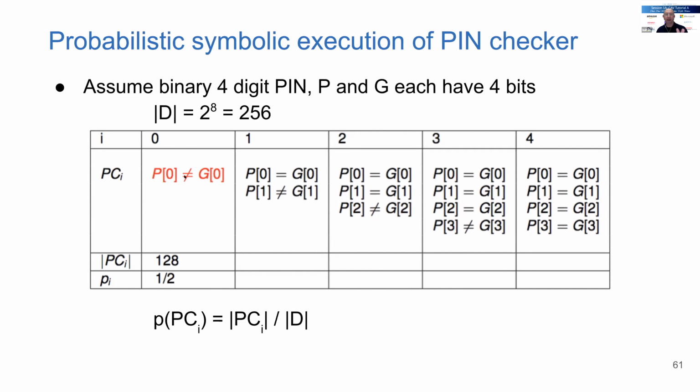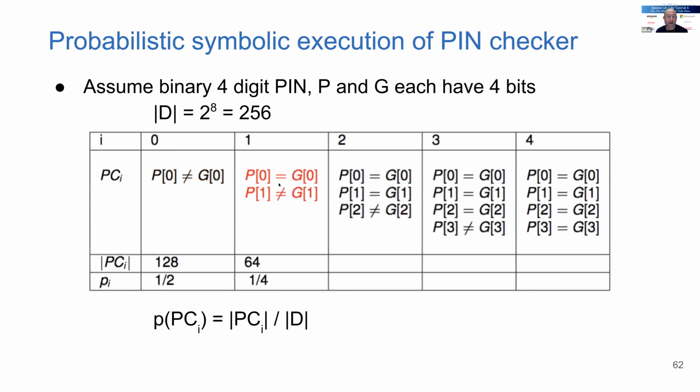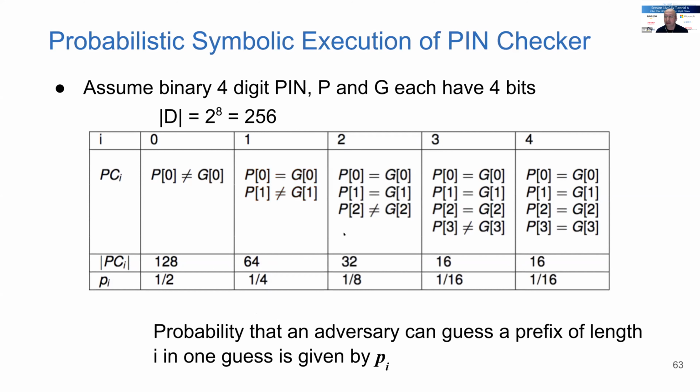So if I'm randomly picking the pin and the guess, I'm getting actually 0.5 probability I will get this execution path. Now, what is the number of solutions for this path constraint? That one is 64, actually, and the probability is 0.25. And I can just do this for all. The last two are both going to have 16 solutions, and their probability is going to be 1/16.